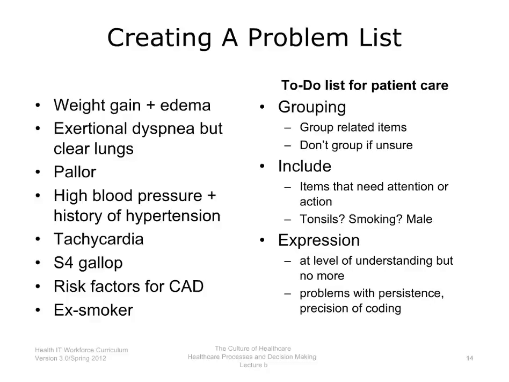First, related items that do not need to be listed separately should be grouped, if, but only if, they are part of the same process. Second, items should be included that need attention or action, but not items that do not, because they clutter the page and the mind. Should the tonsillectomy be recorded in the problem list? Should the fact that the patient is male and that he smoked? It all depends on the context.